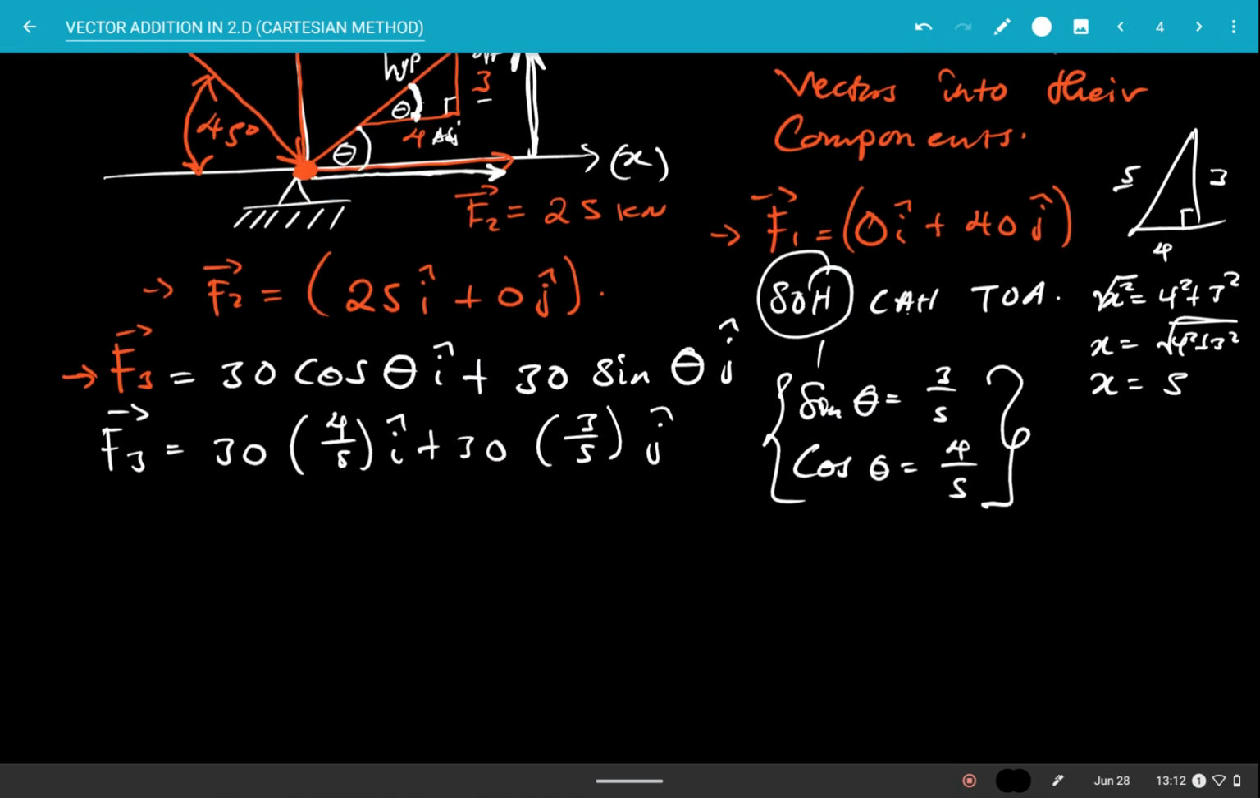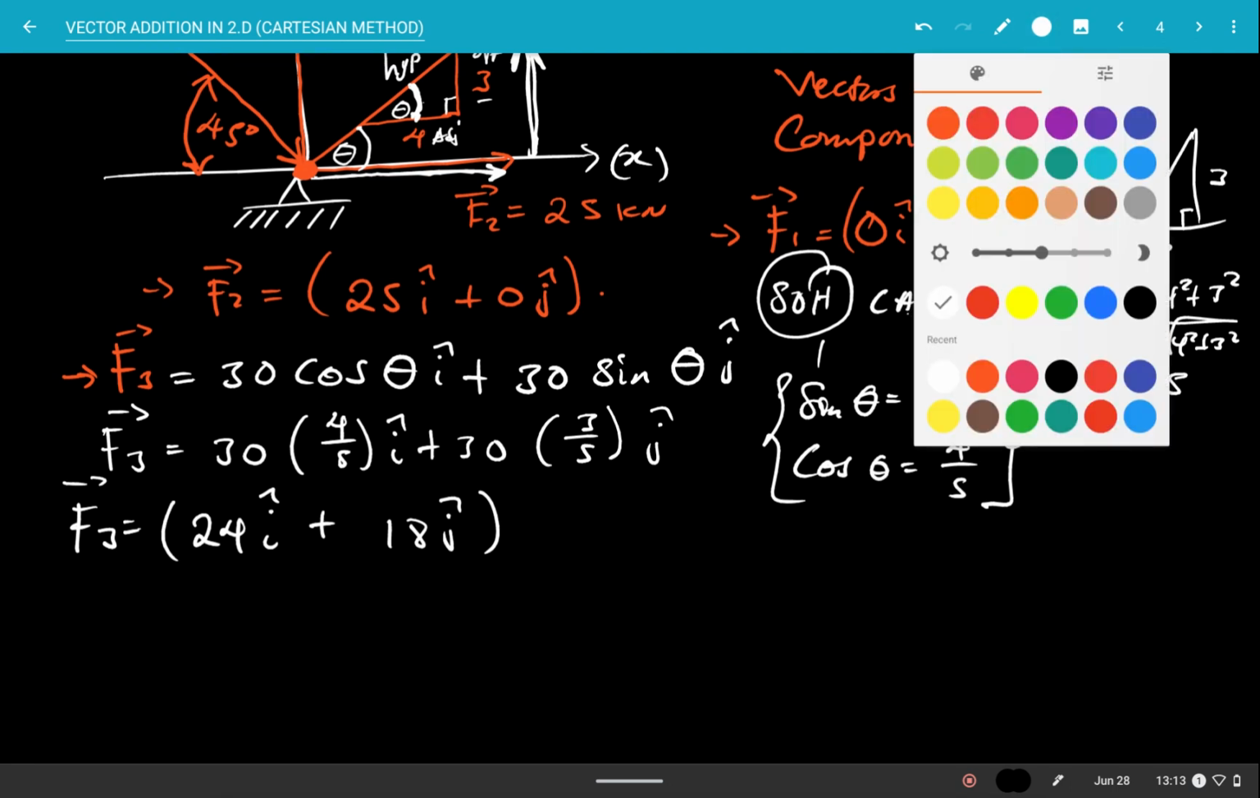Alright, so F3 is going to have the following. If you compute this, 30 times 4 over 5, you'll get 24 in the i, plus 30 times 3 over 5 will be 18 in the j. And these will be the components for force 3.